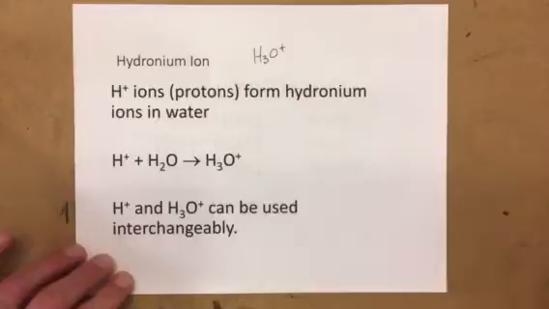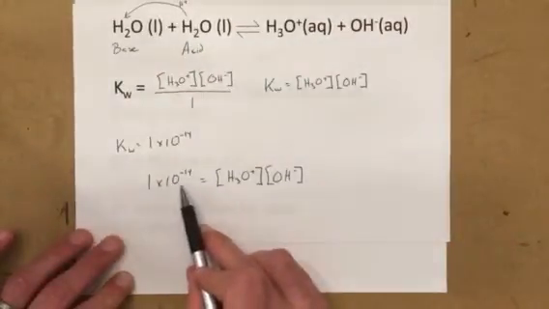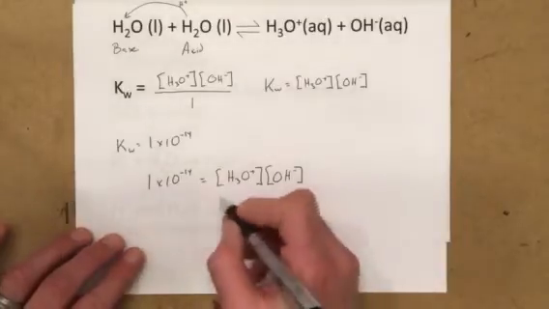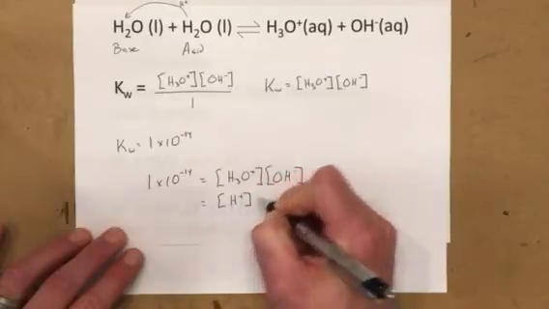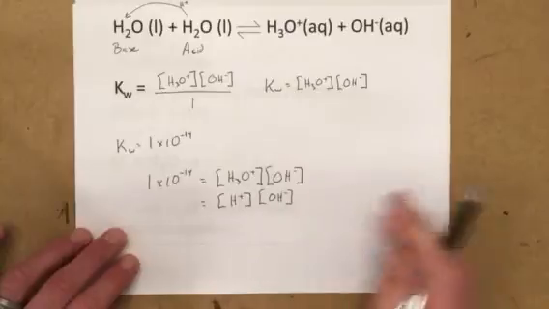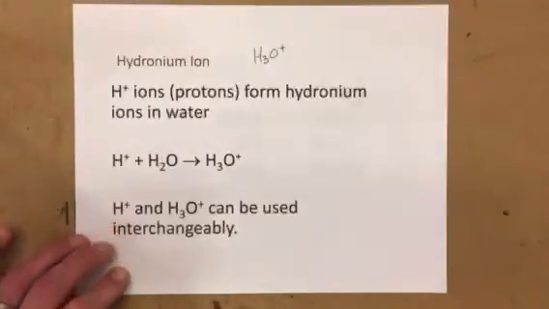So on this last slide, I had the equation 1 times 10 to the minus 14, Kw, is equal to hydronium times hydroxide. I could have written that out as hydrogen ion times hydroxide ion. So we use these two things kind of interchangeably in really any of the equations that you see in this chapter.